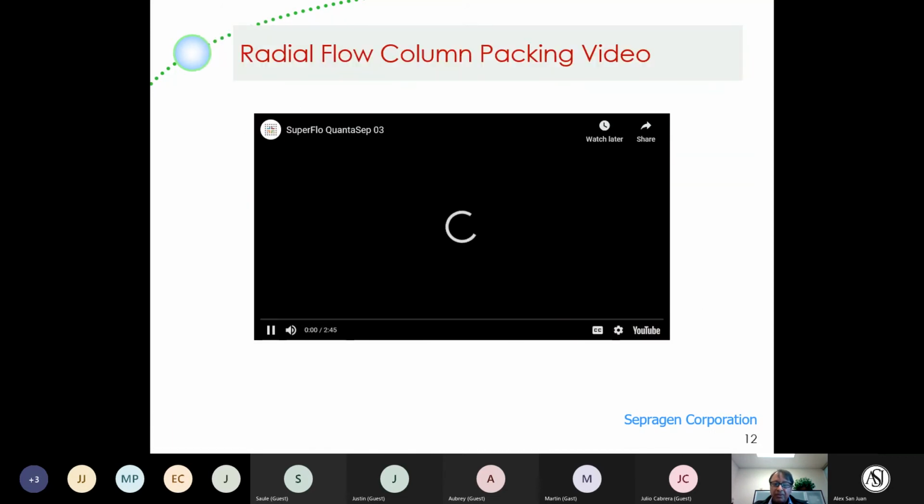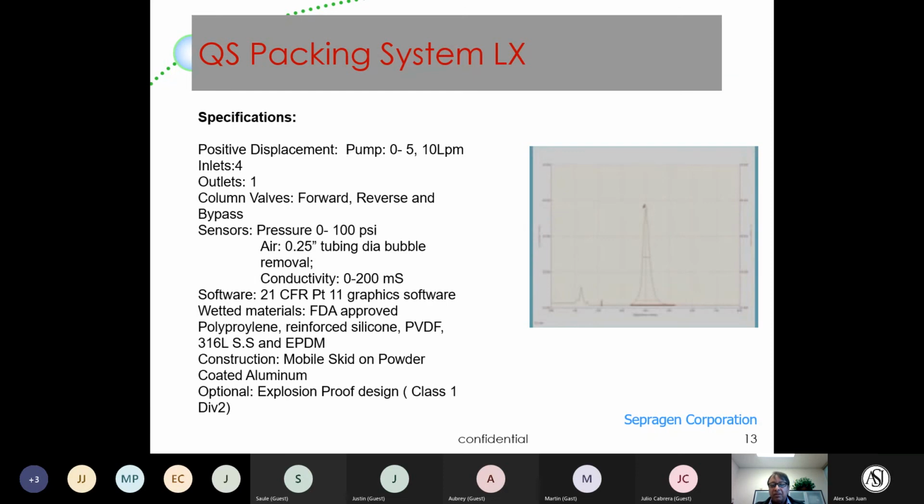Right? We went through the packing video. There's also a packing video that shows how the column is packed. Just in the interest of time, I'm not going to share that with you. It's very simple. But for folks who are interested in first trying out these columns, we can pack your resin of choice in the column for you and ship you the column, and all you have to do is plug it into your chromatography system and run it.